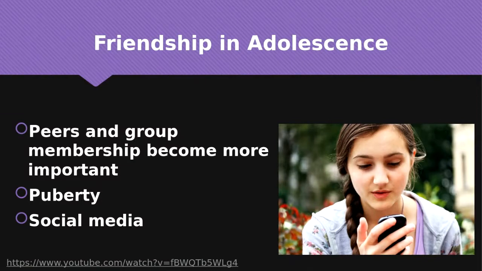Your textbook also talks a little more about cliques and crowds specifically. Adolescents are usually part of some kind of identifiable group, and I'm sure you know what cliques and crowds are from your own experience with adolescents.